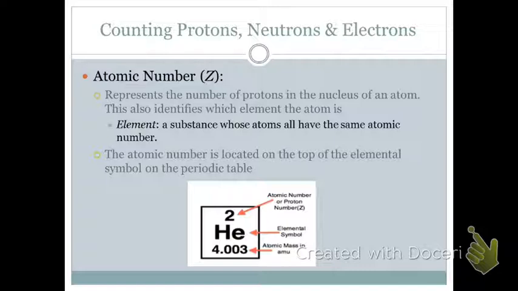So when you look on the periodic table, which you all should have your own, the number at the top is the atomic number. That's the number of protons, and it also tells you that if it has 2 protons, that atom is an atom of helium, for example.